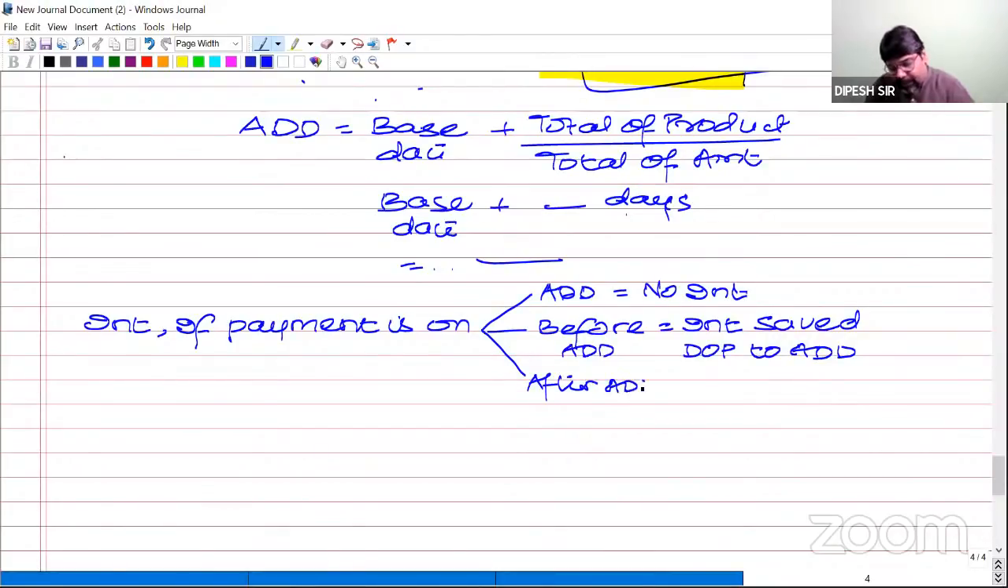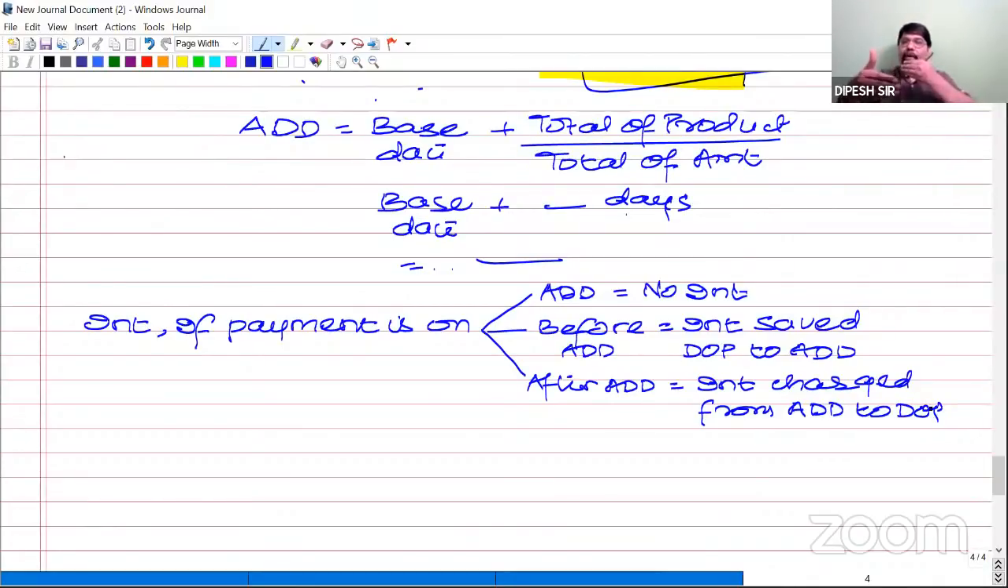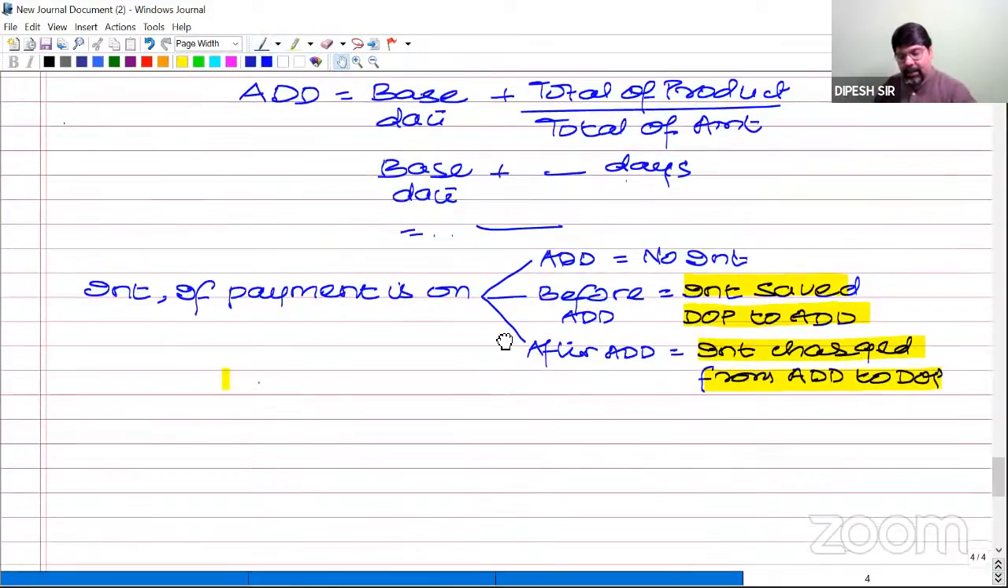After ADD, interest is charged from ADD to date of payment. ADD before, then date of payment to average due date. After, then ADD to date of payment. Correct? So remember this, you save interest or charge interest from date of payment to ADD or from ADD to date of payment. Correct, chartered? Yes.